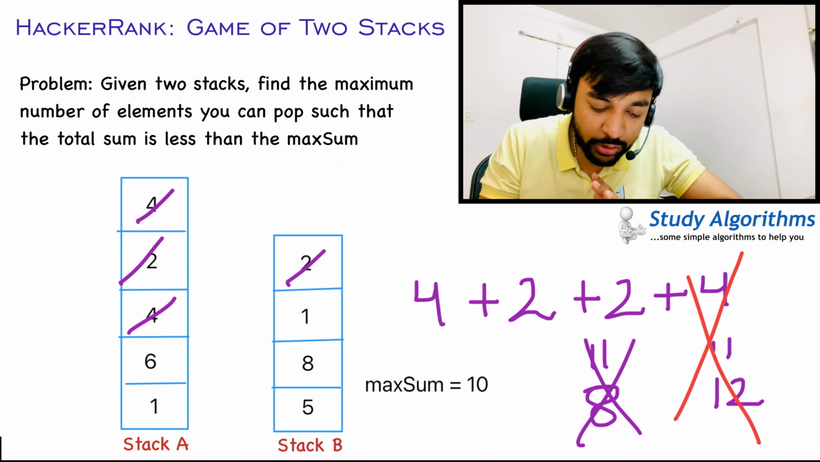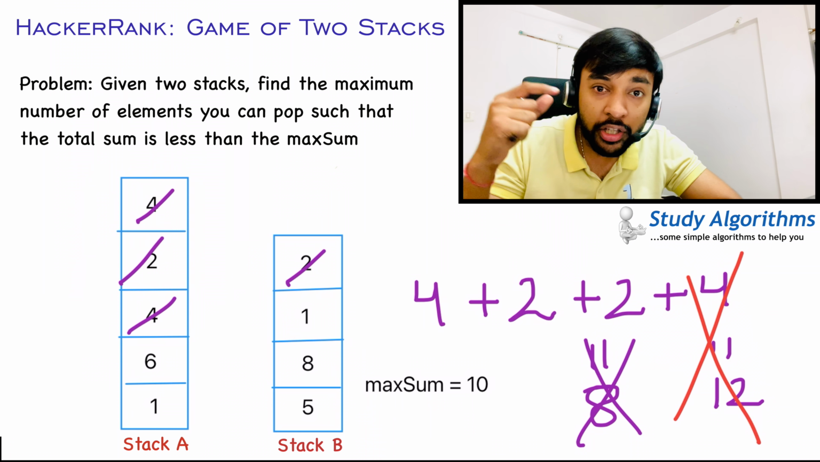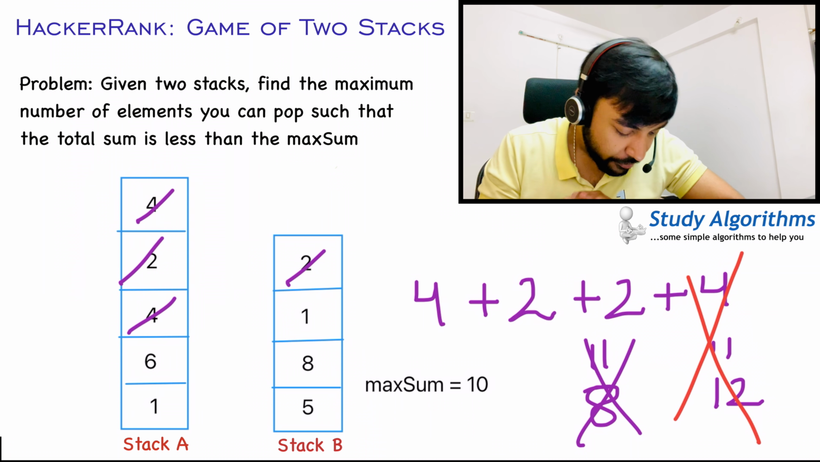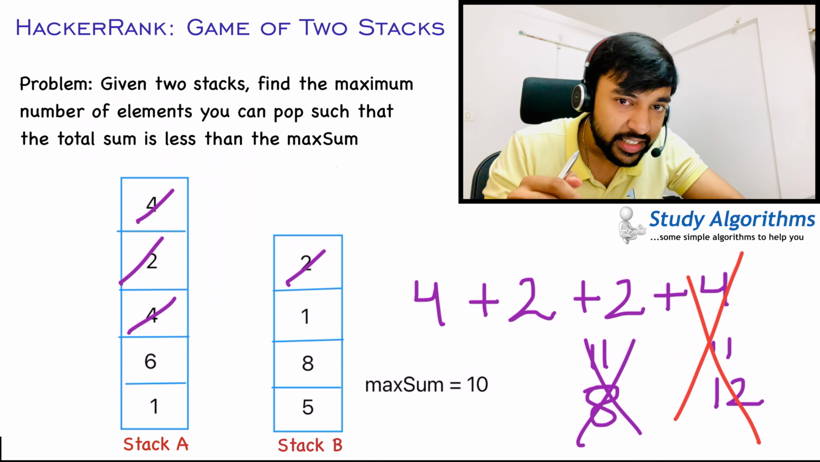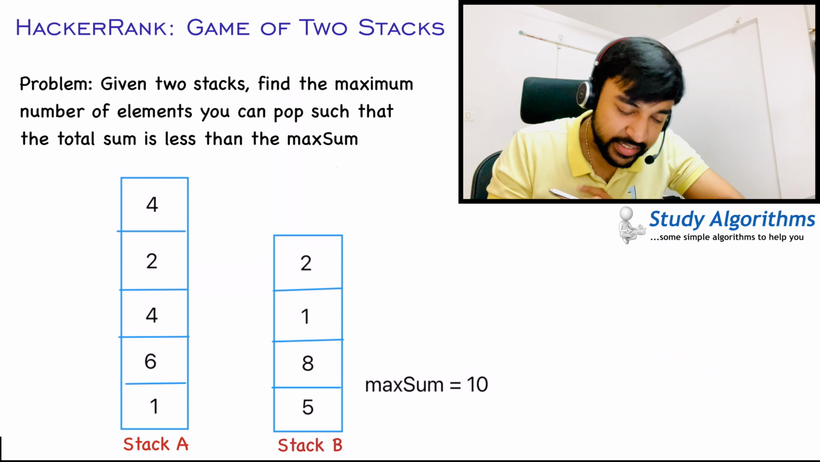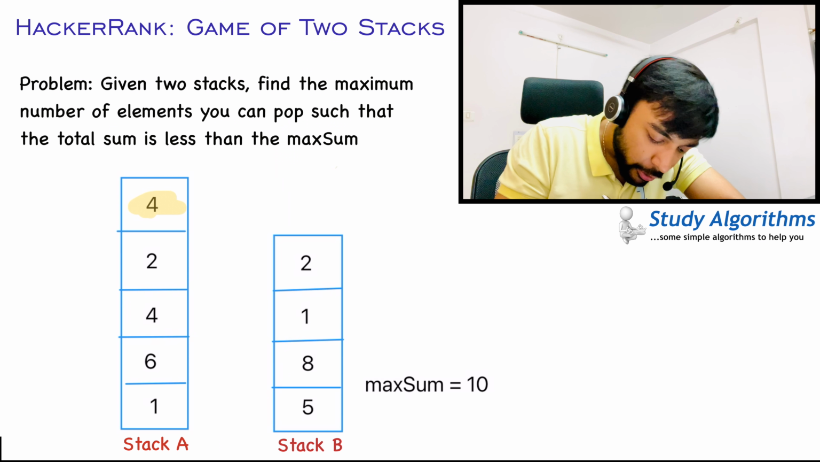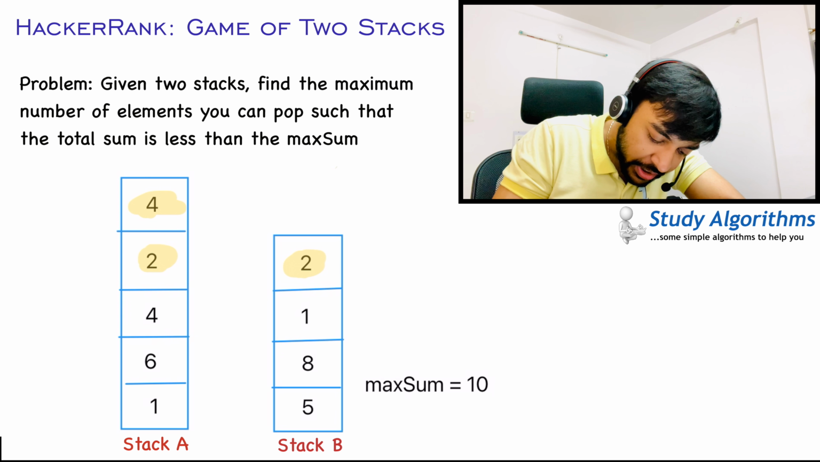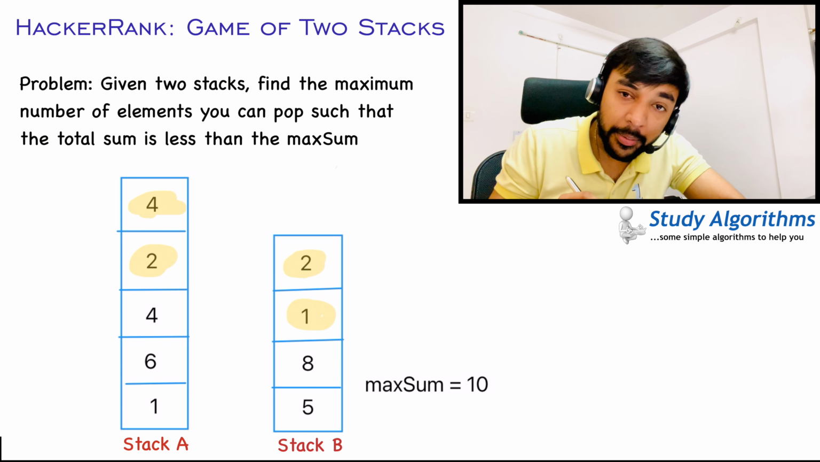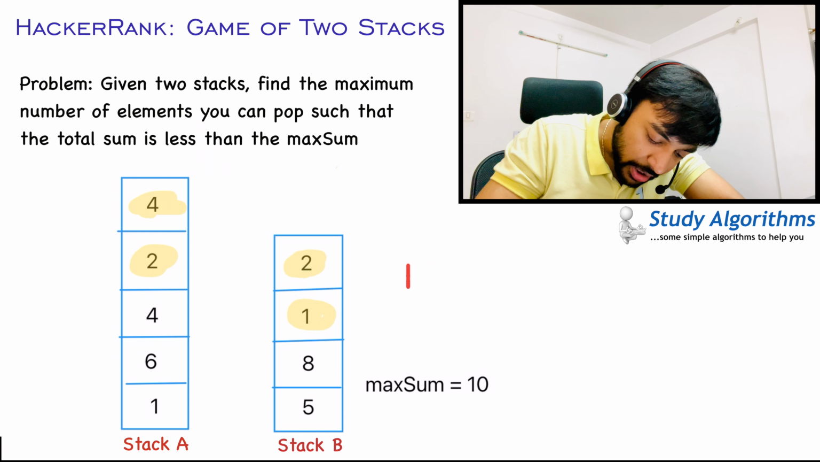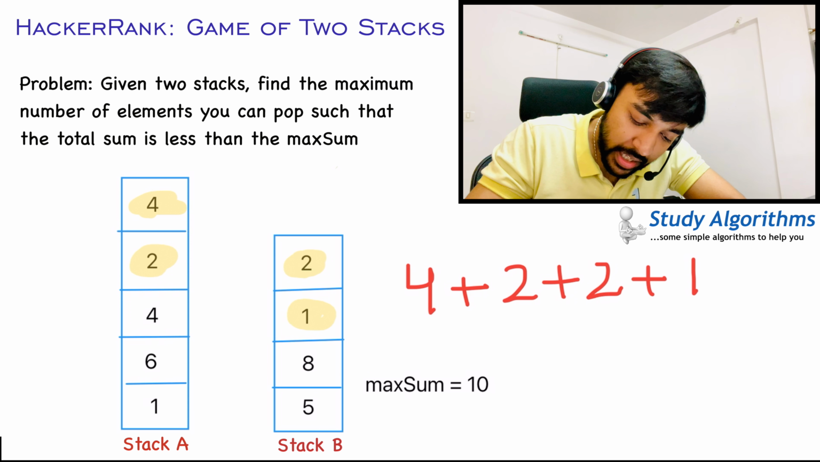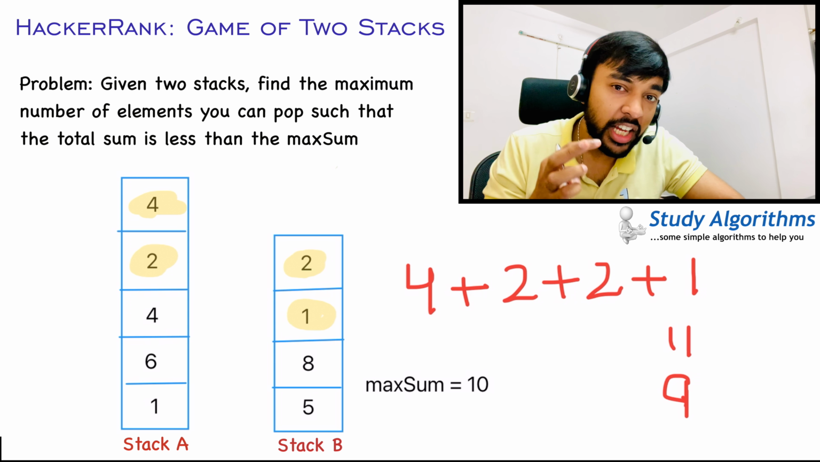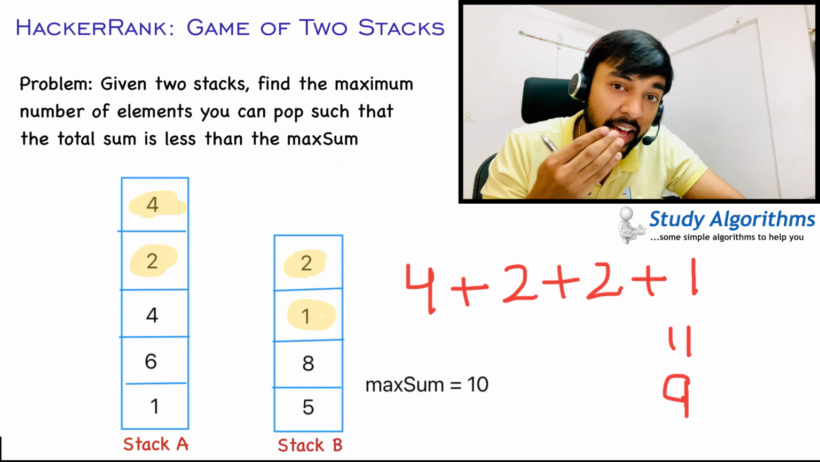You can easily guess over here that if I would have chosen the stacks in a different order, then my score could have been different. For example, let me just reset this. Let us say this time I choose element 4 from stack A, then 2 from stack B, then 2 from stack A, and then 1 from stack B. So the total sum now would be 9. So you could see that we were able to pick up 4 elements this time.